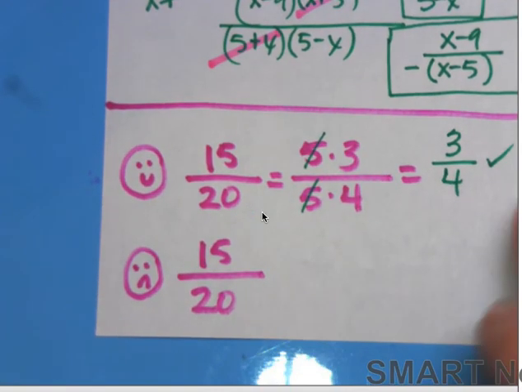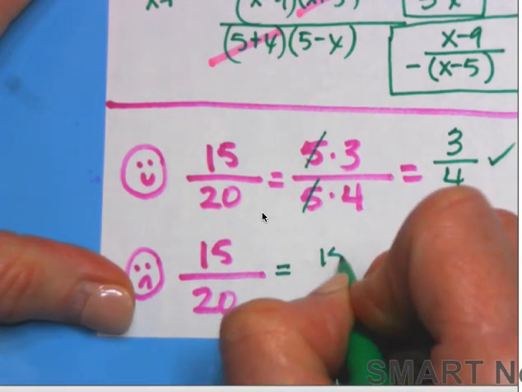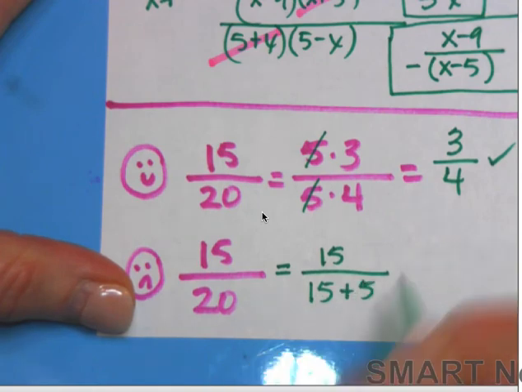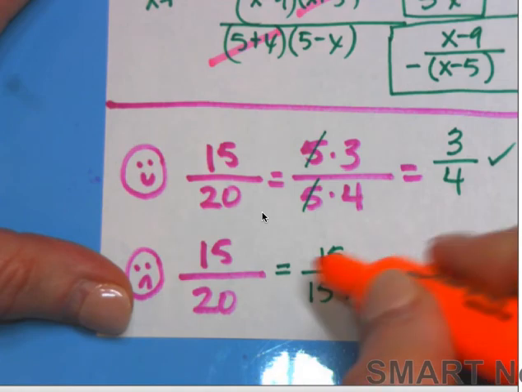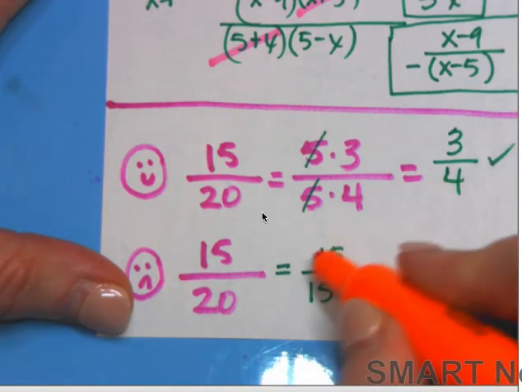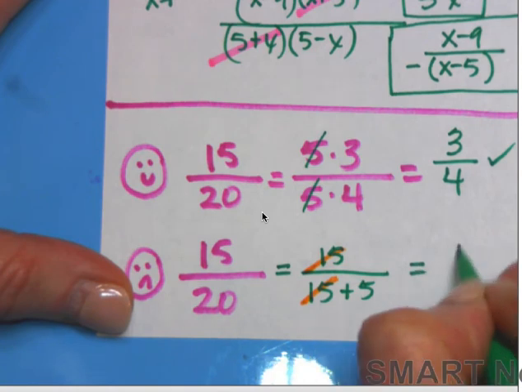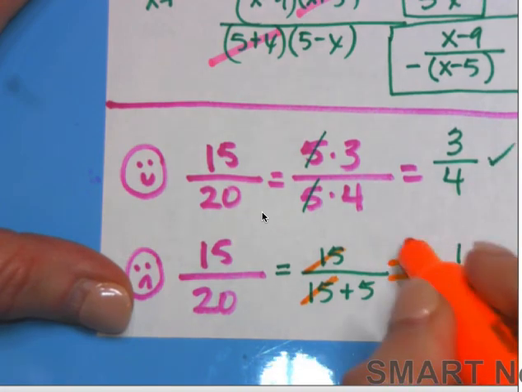I could think of 15 over 20. Well, I could think of 20 as 15 plus 5. And then, applying the incorrect logic, I would divide the 15s away, and I would be left with 1 over 5, which we know is not true. So this is a not equal moment.